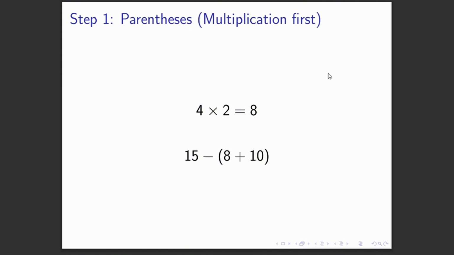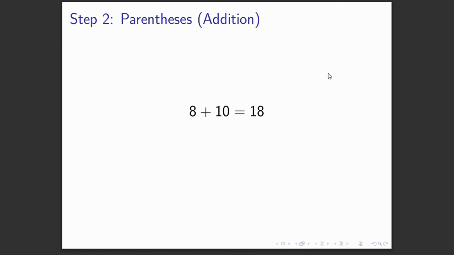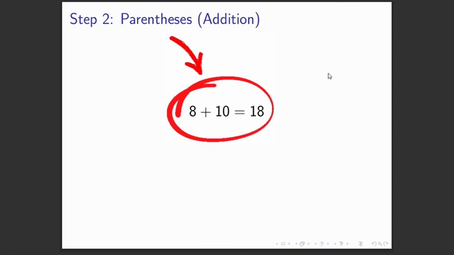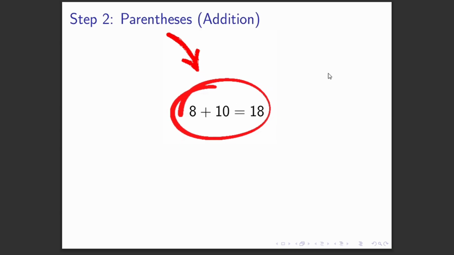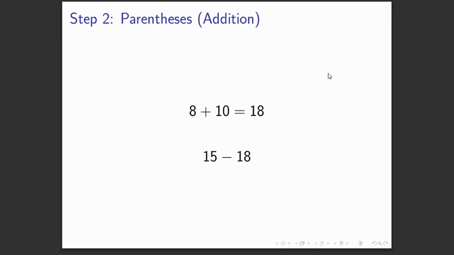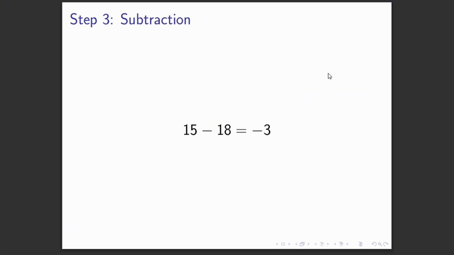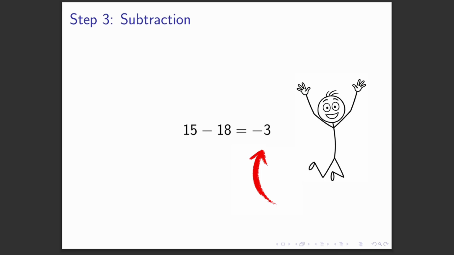Now I'm going to solve the parentheses. So I need to add both values, 8 and 10. When I add these two values, I will get 18. Now I will substitute the value. I will get 15 minus 18, and when I do the subtraction, I will get minus 3. This will be our final answer.